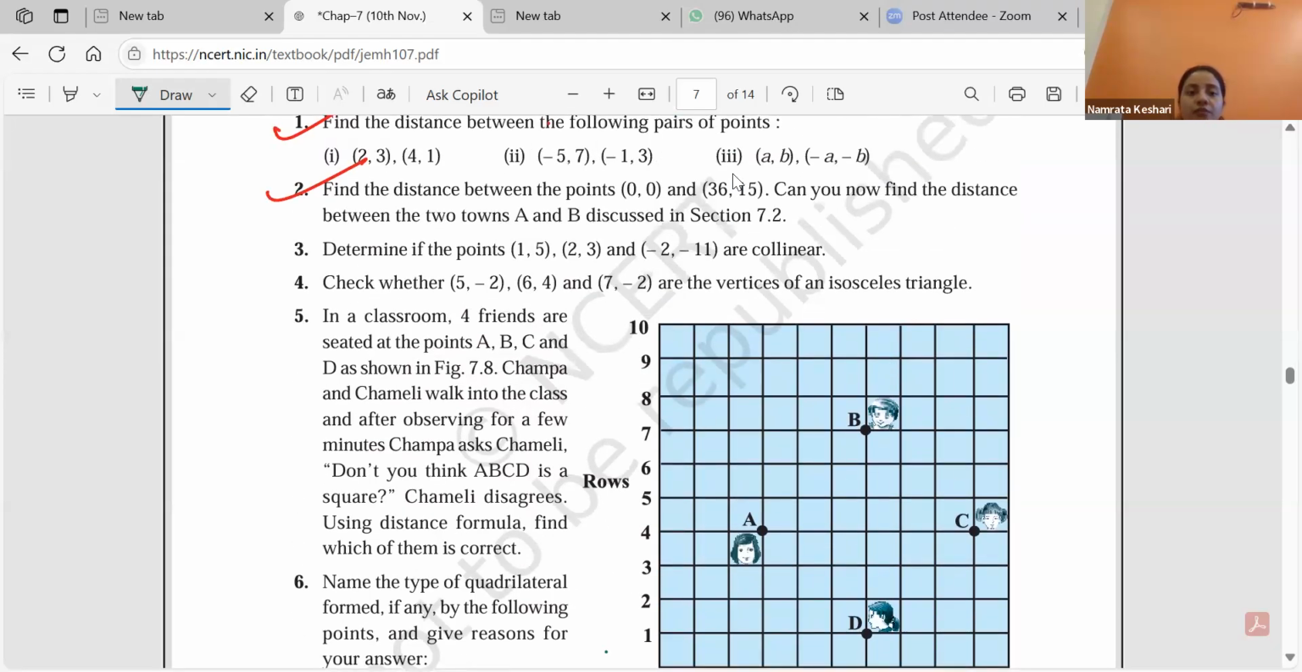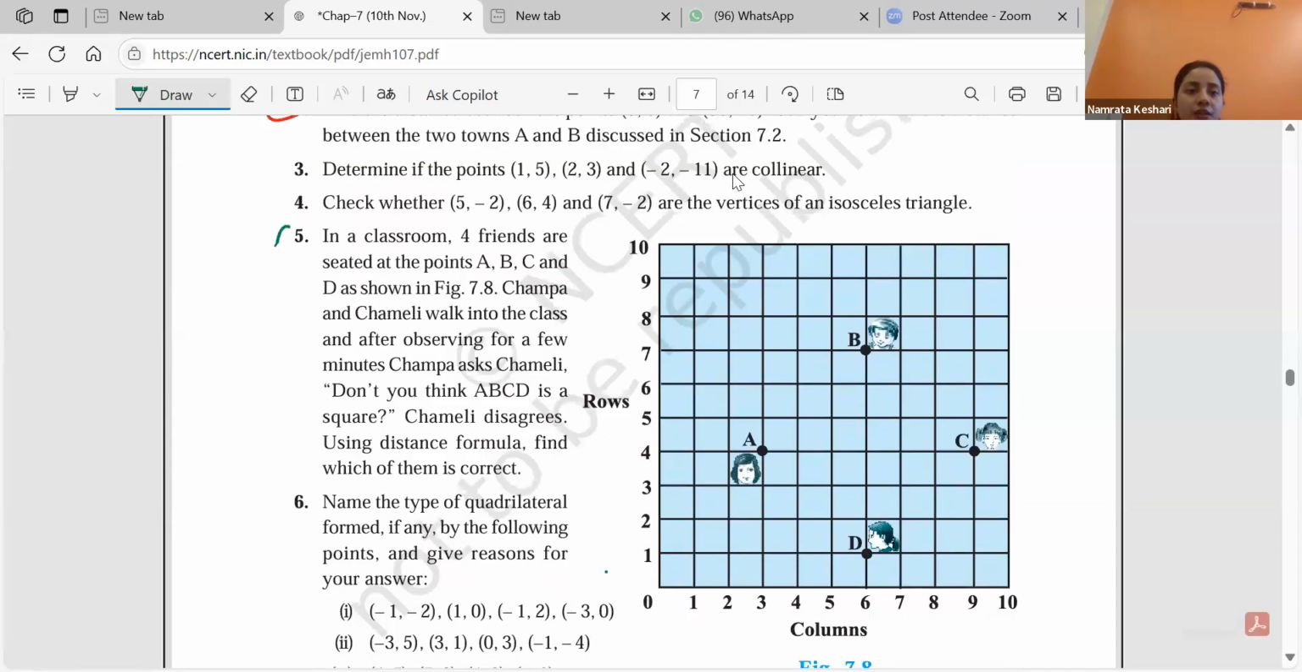Now we need to take question number 5, because we are done with all the other questions. In a classroom, 4 friends are seated at points A, B, C, D. As shown in the figure, Champa and Chameli walk into the class and after observing for a few minutes, Champa asks Chameli, don't you think ABCD is a square? Chameli disagrees. Using the distance formula, find which of them is correct.